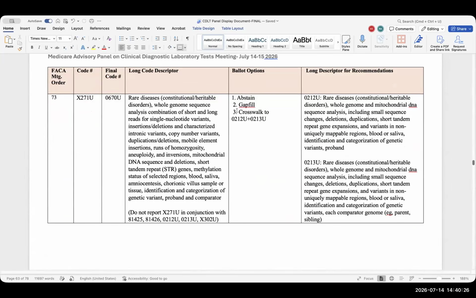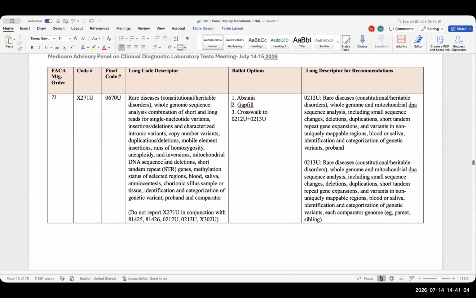So we did have a question about the difference between 0670U and 0676U, which is the code right after this one. The long descriptor of this particular code includes amniocentesis and CVS as part of the specimen types, which sort of implies prenatal testing. So was the idea to submit this one as prenatal as well, even though 0676U has been defined as fetal testing?